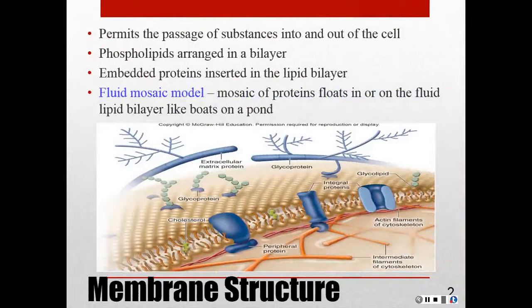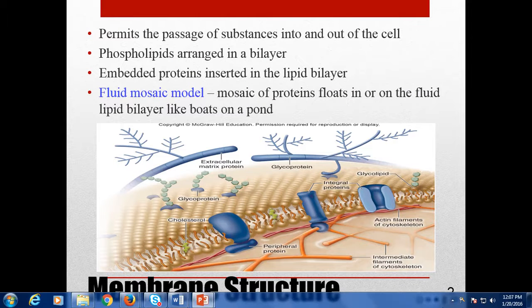Now, in 1972, Singer and Nicolson introduced the currently accepted fluid mosaic model of the membrane structure. The plasma membrane is a phospholipid bilayer in which protein molecules are partially or wholly embedded. The embedded proteins are scattered throughout the membrane in an irregular pattern, and it varies among the membranes. Electron micrographs of freeze fracture membranes support this fluid mosaic model.